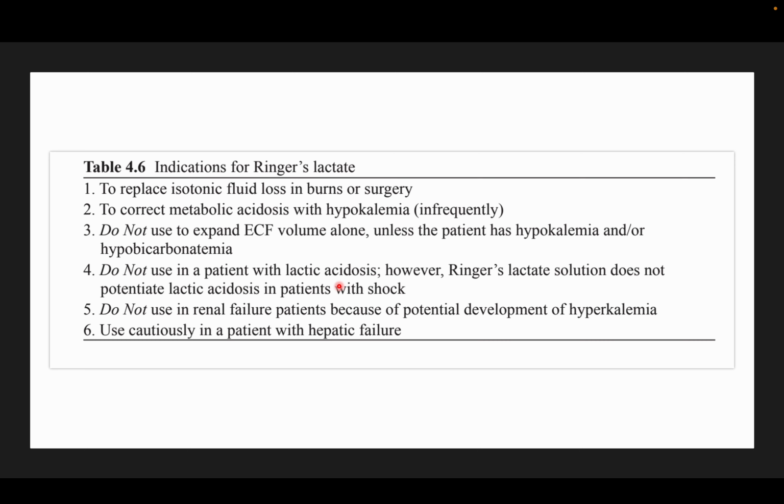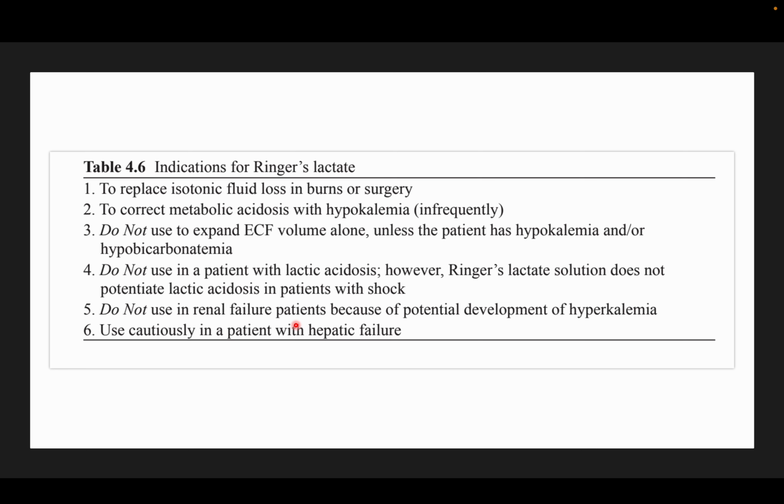In lactic acidosis also you do not use it, because the lactate in ringer lactate can worsen it actually, though per se it doesn't worsen metabolic acidosis. But in lactic acidosis you do not use it, because ringer lactate itself has lactate in it. And also in renal failure you should use it with caution, because of the risk of hyperkalemia, since renal failure itself can cause hyperkalemia.